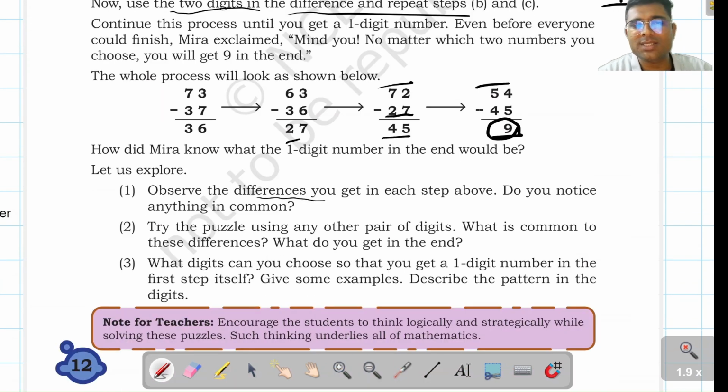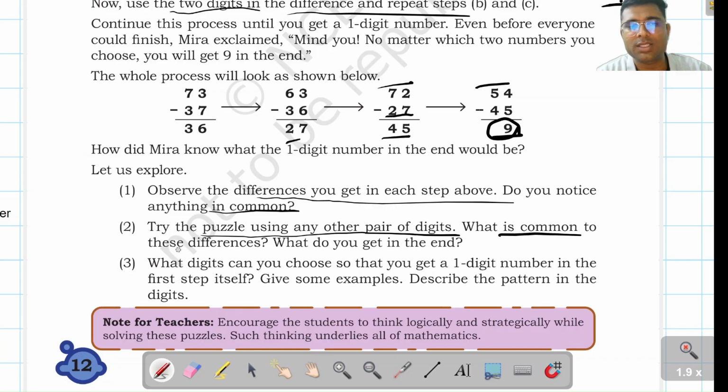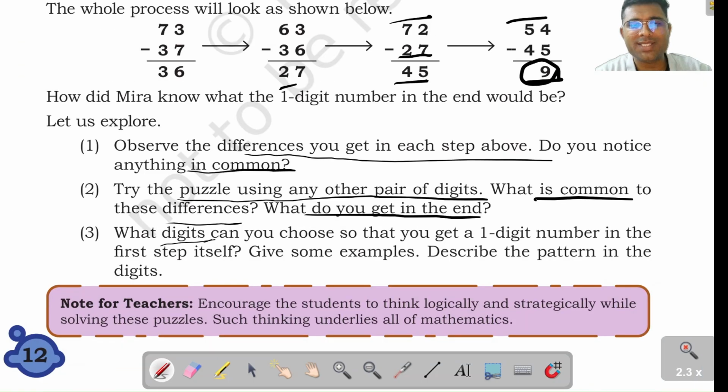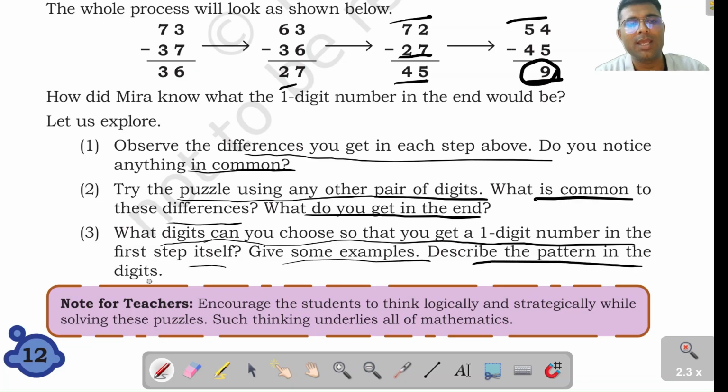Observe the differences you get in each step above. Do you notice anything common? Try the puzzle using any other pair of digits. What is common to these differences? What do you get in the end? What digits can you choose so that you get a 1-digit number in the first step itself? Give some examples. Describe the pattern in the digits.